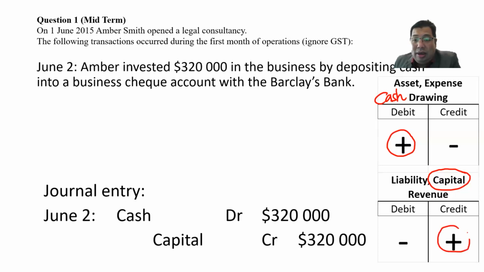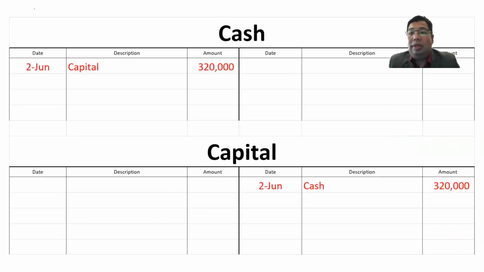So when I come up with the journal entry, I'm going to debit cash and credit capital. The journal entry will be, put the date first, June 2nd, cash debit 320,000 and capital credit 320,000. So this is the journal entry. And then from this journal entry, I'm going to post to the T accounts. So just transfer here the cash debit 320,000, the capital credit 320,000.